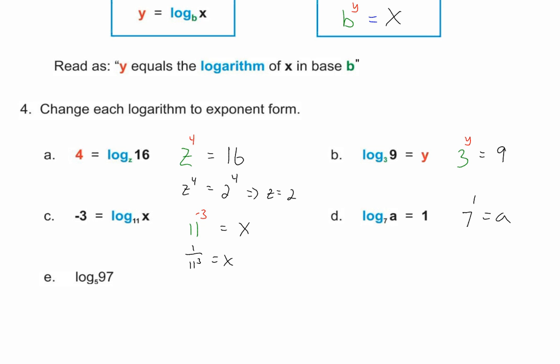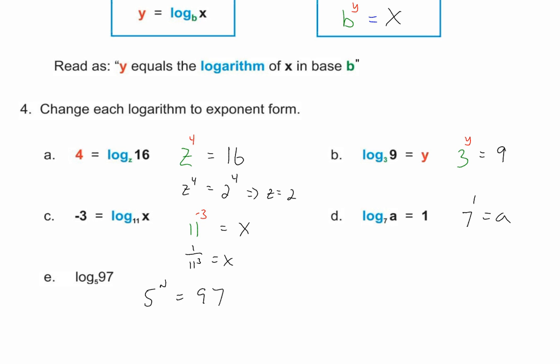All right, how about this last one? How about E? We don't show it equaling something, so you'll have to come up with your own variable. It would simply be 5 to the N equals 97. Can you approximate the value of N?